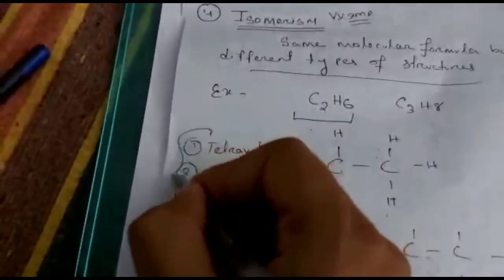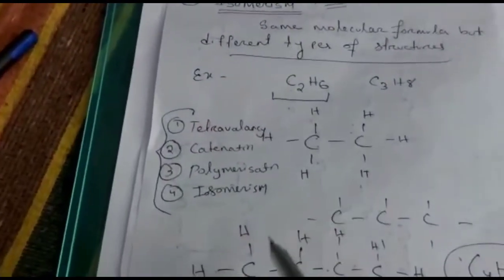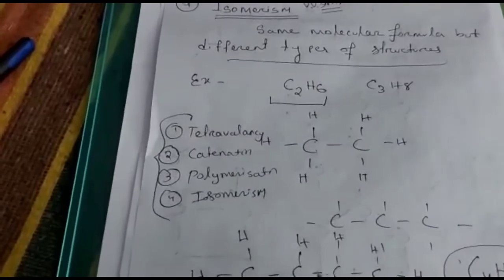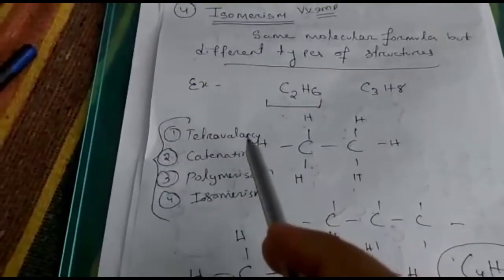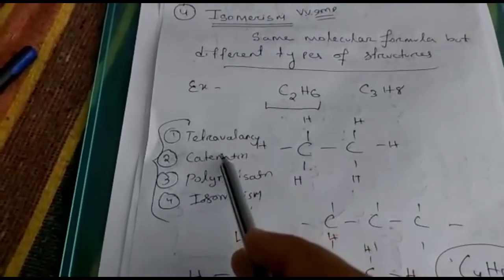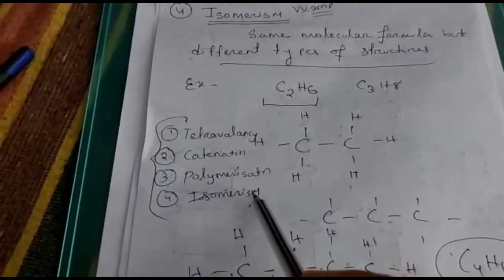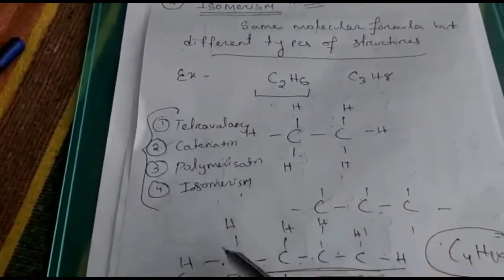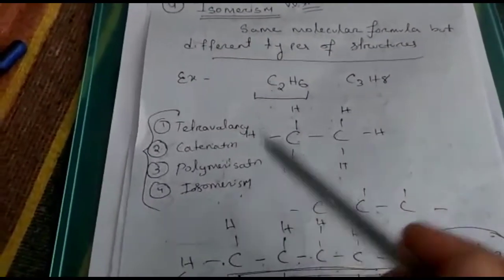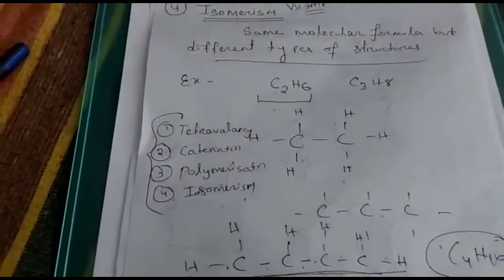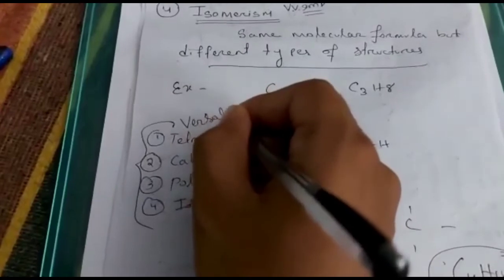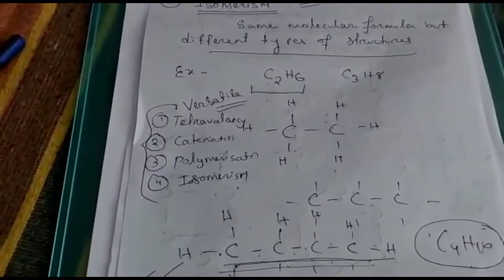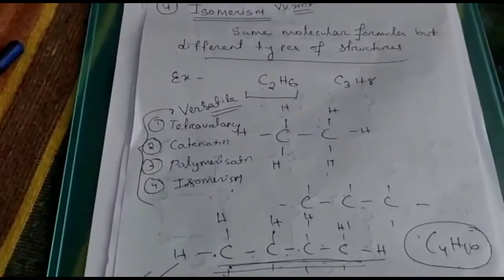Due to these 4 properties of carbon, carbon can form infinitely many compounds. Okay, you write down this line in your copy. Due to these 4 properties of carbon, tetravalency, catenation, polymerization and isomerism, carbon can form infinitely many compounds. So carbon is known as versatile in nature. Okay. So this is all about the properties of carbon.